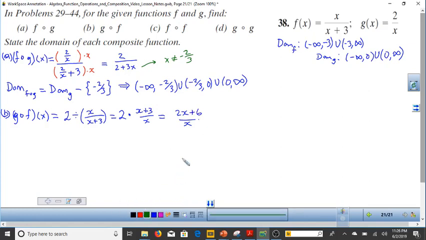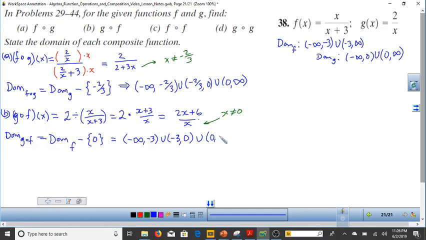Now, again, please note that in this case, x cannot be 0. So the domain here of g of f is the domain of the inner function minus the additional restriction of 0. So that means we're going from negative infinity to negative 3 union negative 3 to 0, because we have to throw out the 0, union 0 to infinity.